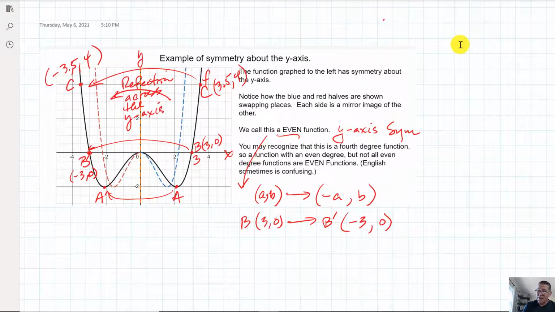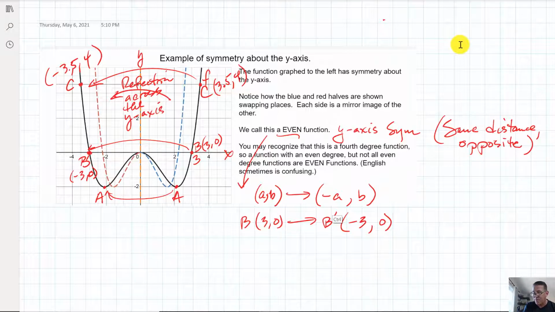Same distance but opposite side. Same distance from the y-axis, that is. Because it's on the opposite side, the x-coordinate changes sign, and that's why (a, b) goes to (-a, b). Keyword: opposite. Same distance, opposite side. So a goes to negative a, and b doesn't change because the height doesn't change. Like C went to C prime, they're both 4 units up. So the y-coordinate doesn't change, only the x-coordinate. And that's a quality of even functions. They all have y-axis symmetry.